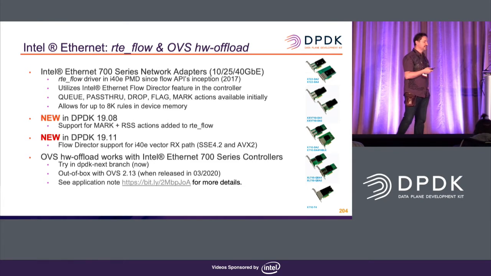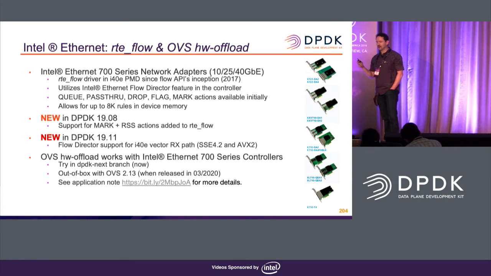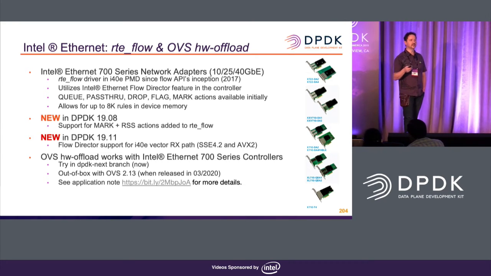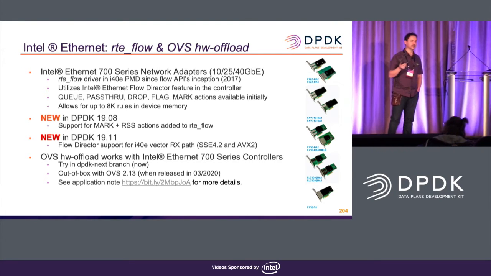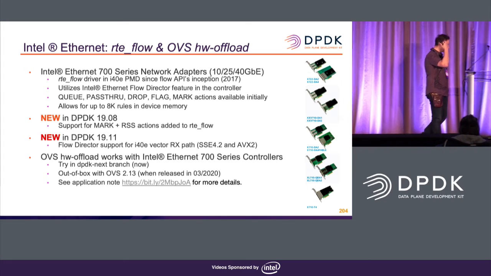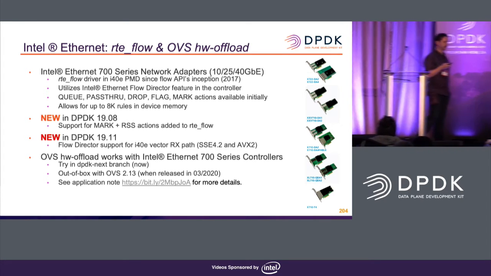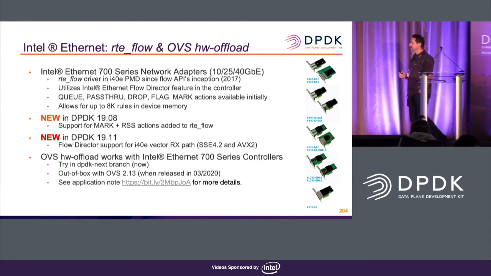And then later on for the 19.11 version, we have actually added the support for flow director in our vector receive path. Vector receive paths for PMDs happen to be the default ones chosen on most of the recent hardware. So if you were to download OVS and DPDK today, in all likelihood, this will be the path taken. So we've added flow director. Thus, with those two things, we can actually support hardware offloads for OVS. You can try it on the DPDK next branch now, or you can wait until the next time OVS uses an LTS of DPDK in March next year. And then there's some link here for you to take a look at the details.